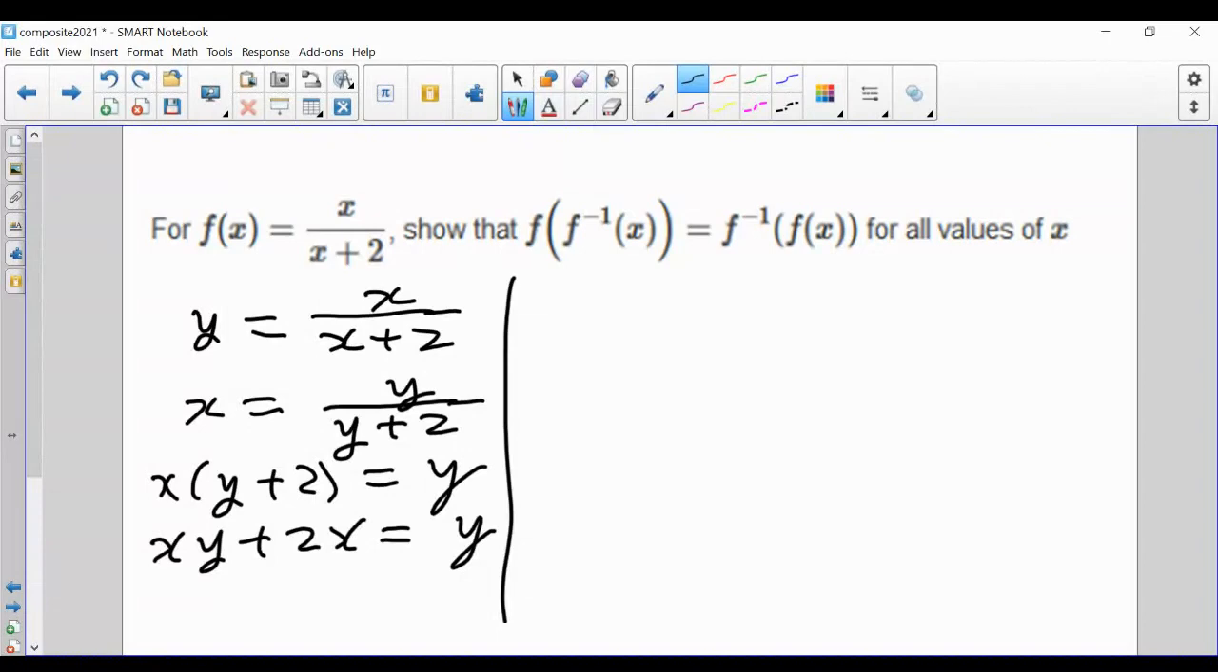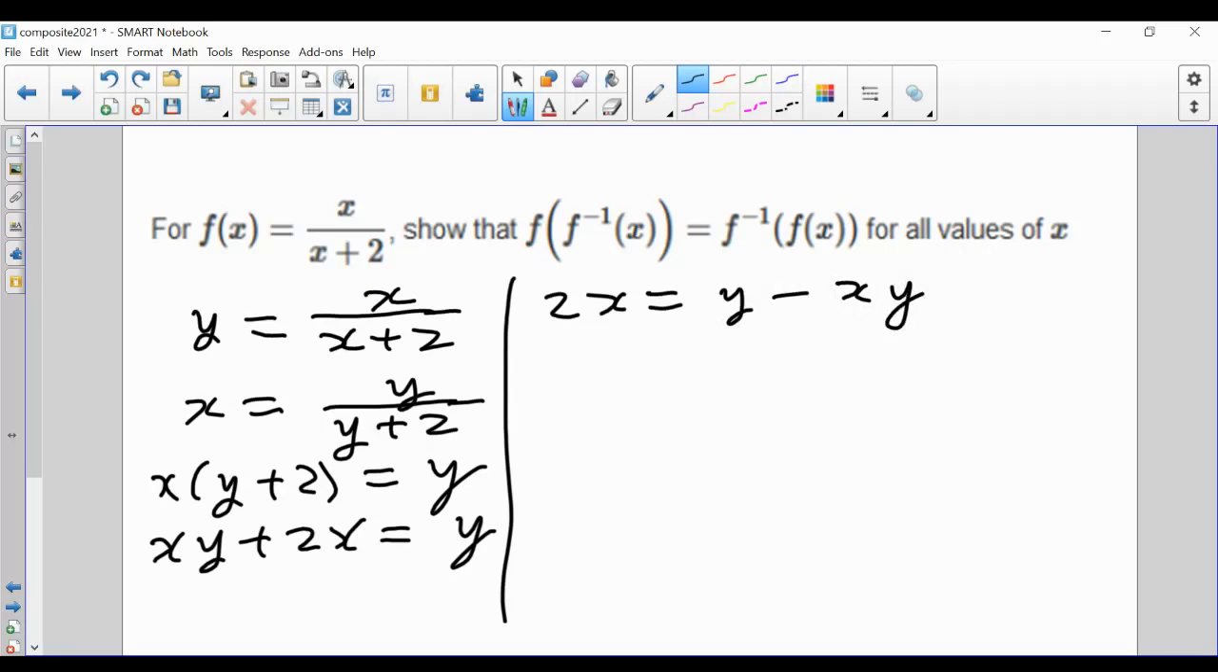Remember I said I want all my y's together. I want all my y's together. What do you think, folks? If I want all my y's together. Okay, so 2x is equal to y minus xy.